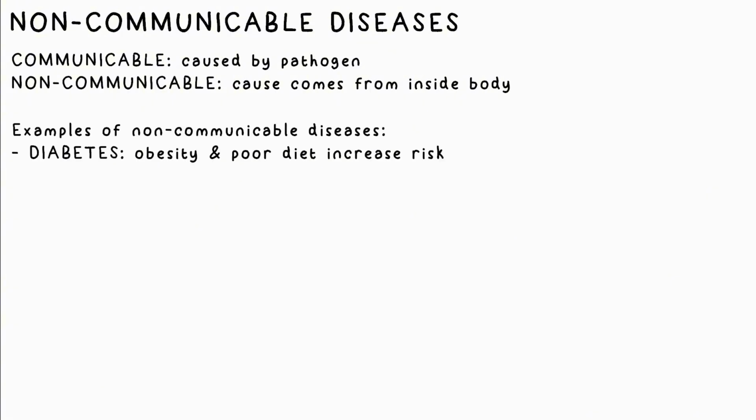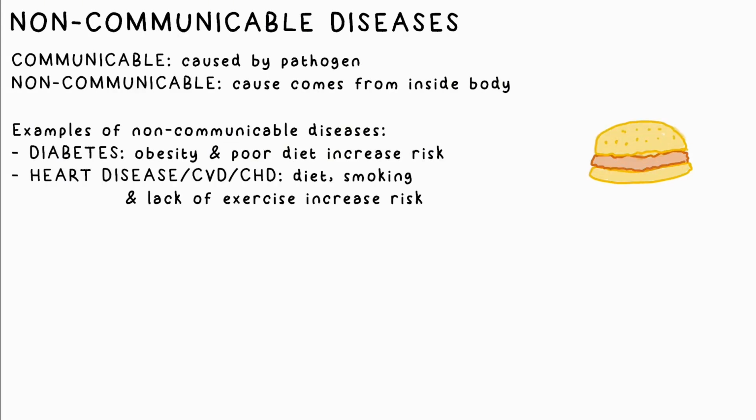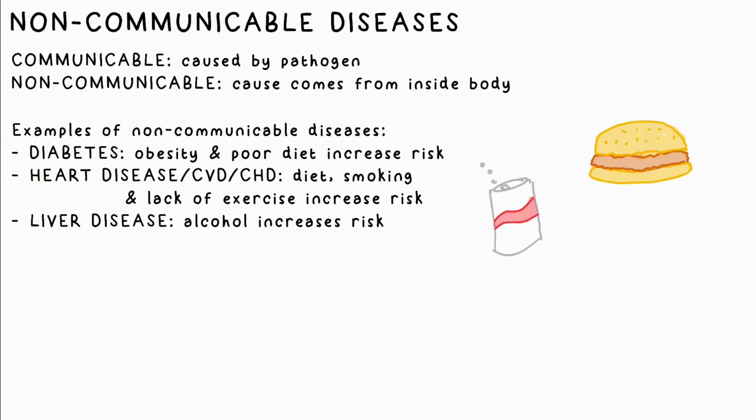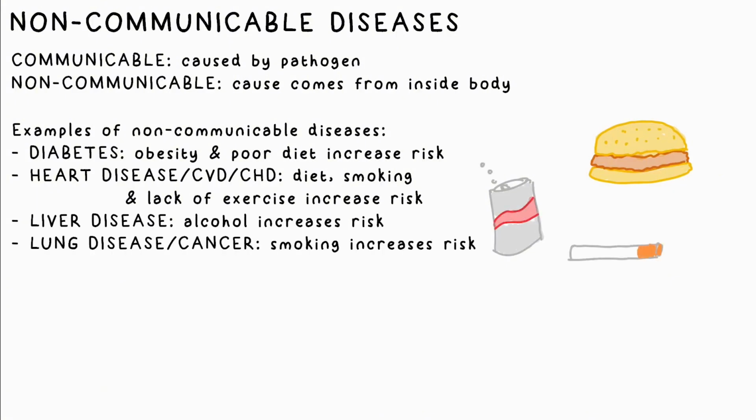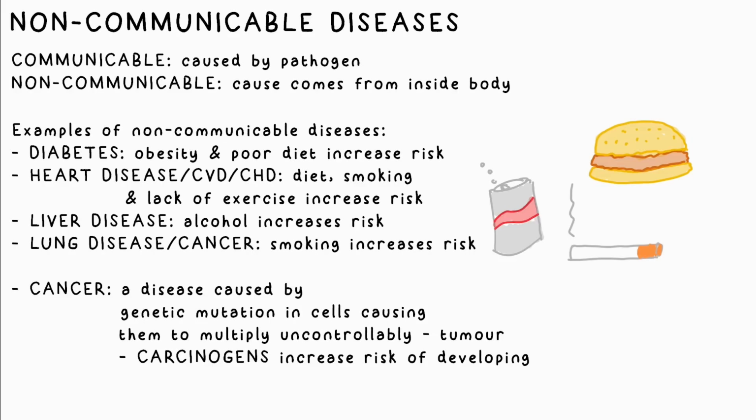Back to non-communicable diseases, obesity and too much sugar can cause type 2 diabetes. A bad diet, smoking and lack of exercise can affect the risk of heart disease. Alcohol can cause liver diseases, smoking, lung disease or cancer. A carcinogen is the name given to anything that increases the risk of cancer, for example ionizing radiation.